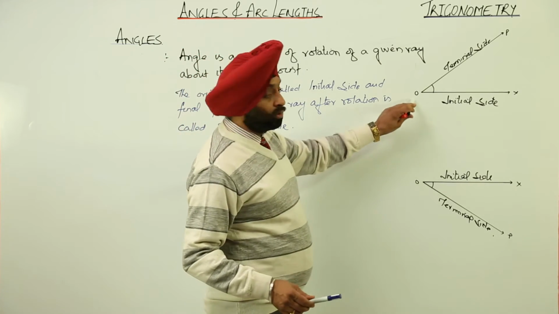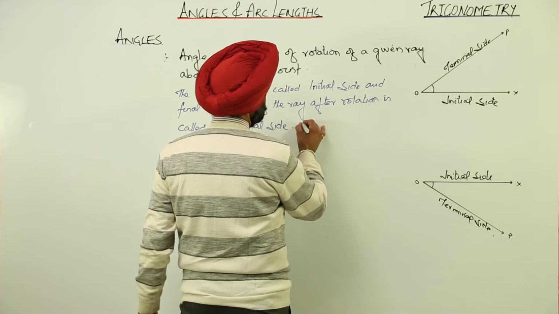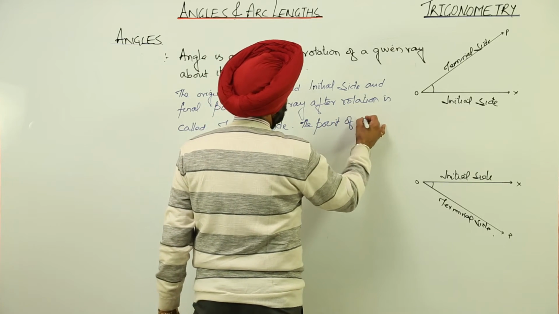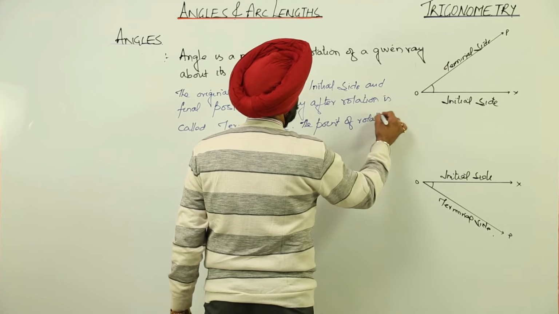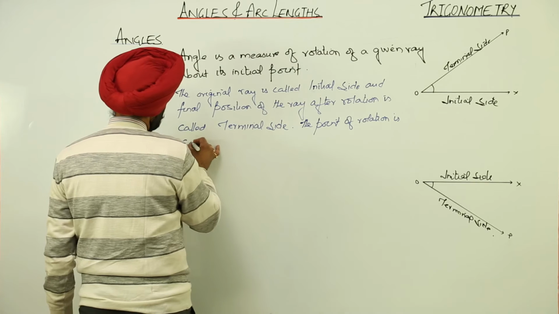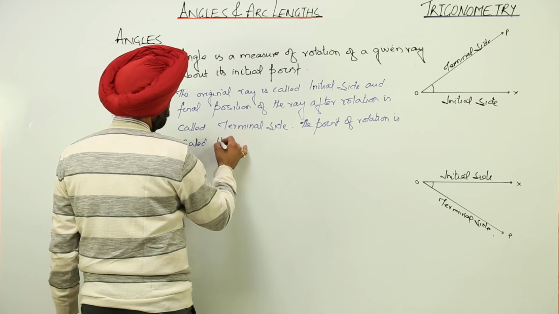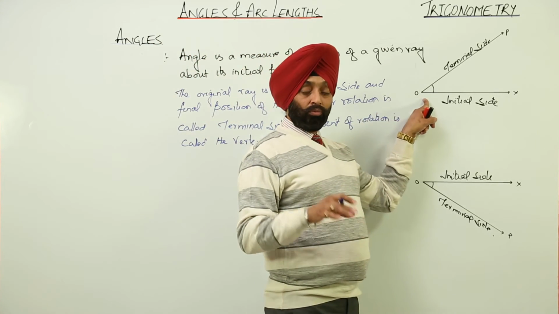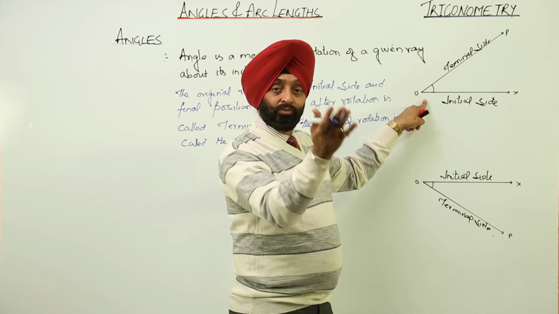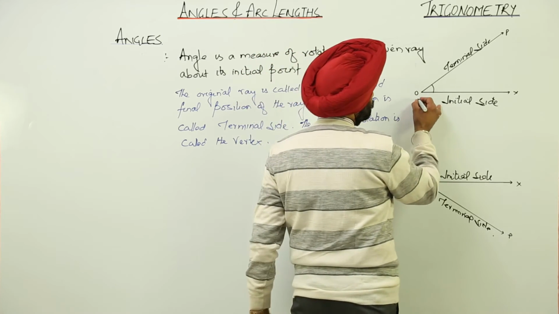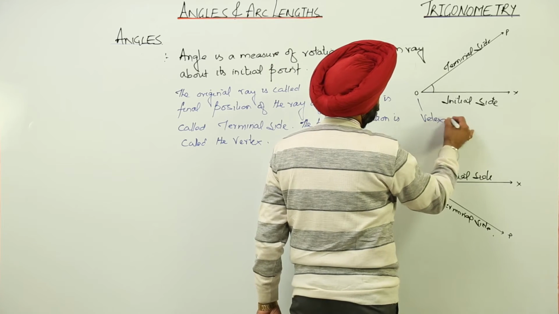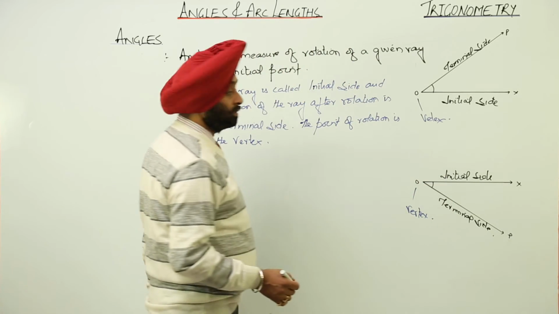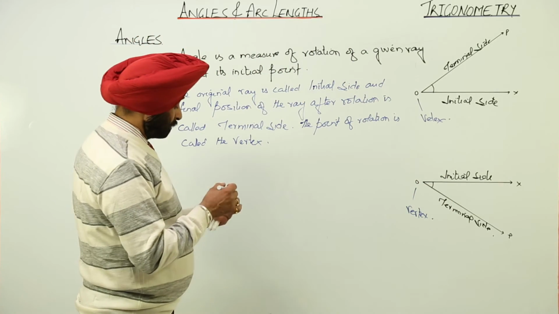Now we are left with the point O. What is this? The point of rotation is called the vertex. Point of rotation means from O, it should be at least a point from where one ray is moving. So this point is called the vertex. Similarly, this is the vertex. Is it clear? So this is the definition of an angle.